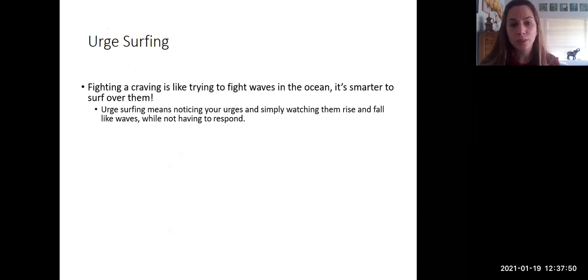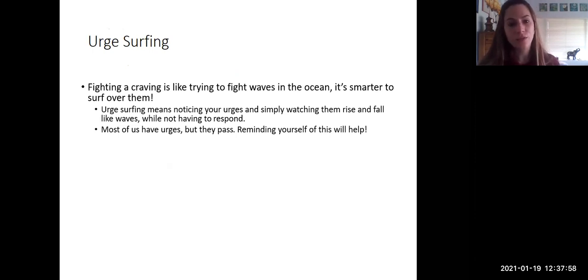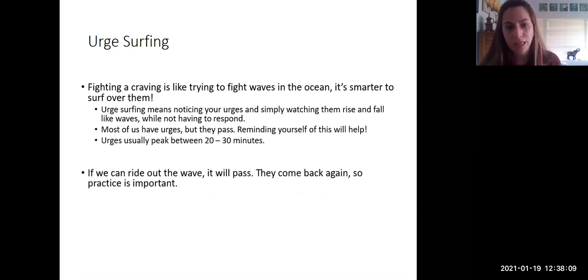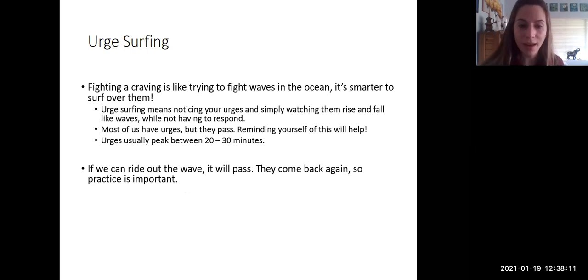So this is where you explain that urges are temporary. It's like a wave in the ocean. If you're wrestling with it, you're not going to be that successful, versus if you can just think about it, hey, I just need to surf right over the top. I don't have to do anything and it will pass. It really only tends to last about 20 to 30 minutes. It might come back, but then you can ride it out again.